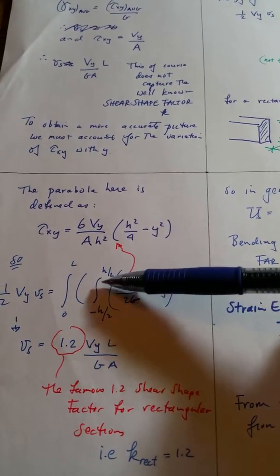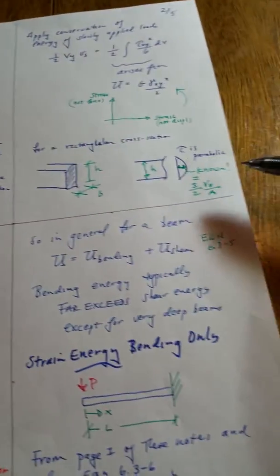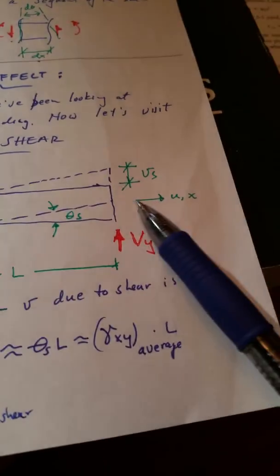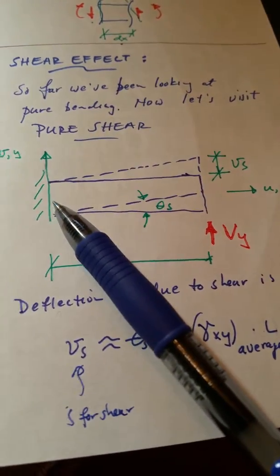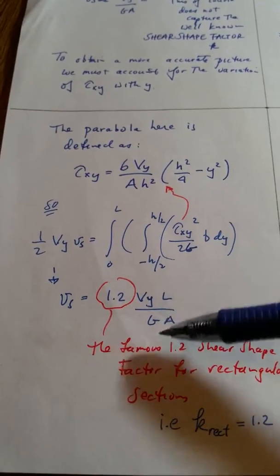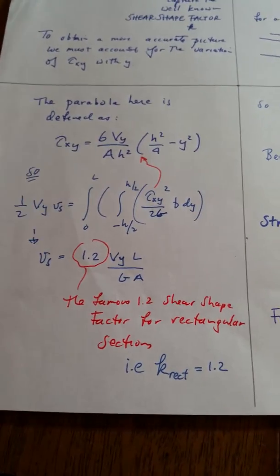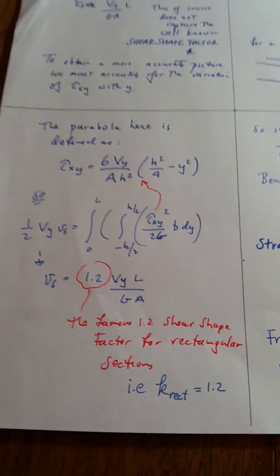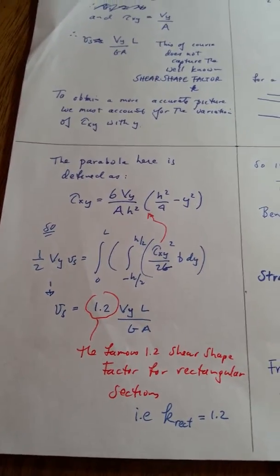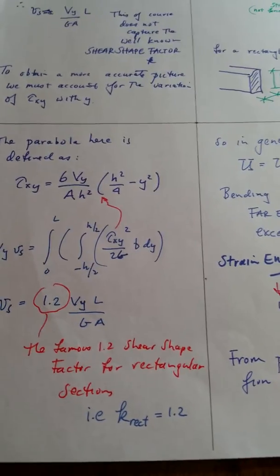Pop that into this equation. We're integrating from minus h over 2 to h over 2, because y always emanates from the neutral axis, which I think I showed you here. Yes, I did. So it emanates from the neutral axis, so that's why our limits are this way. And you could integrate this, and you get 1.2 VL over GA. And this is the famous 1.2. I'm sure you've seen this before for rectangular shapes. For other shapes, that number is different. So you can find K values in your book for wide flanges and things like that, okay?